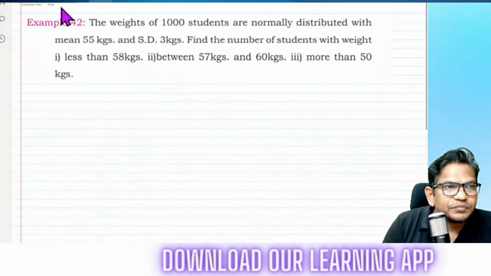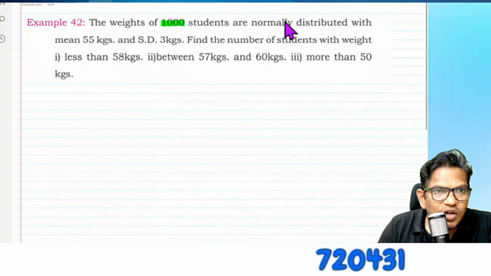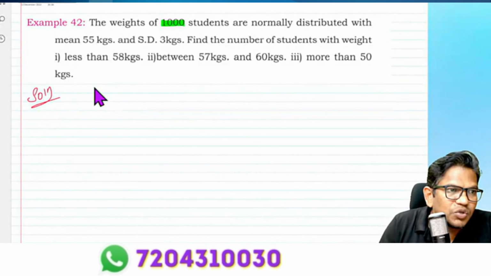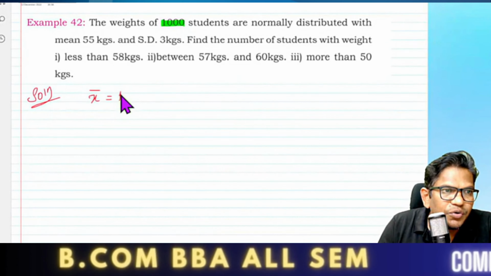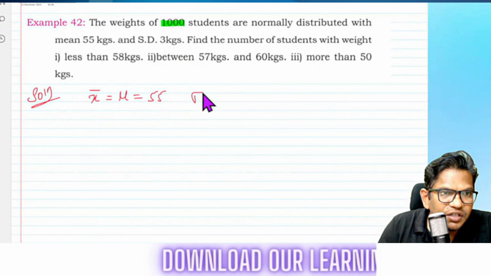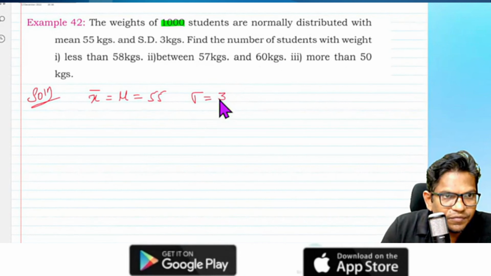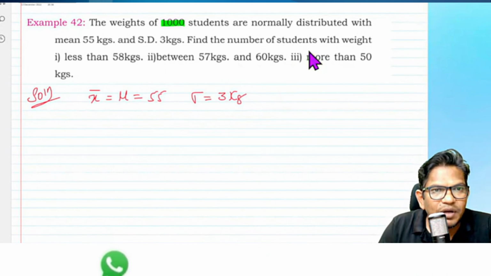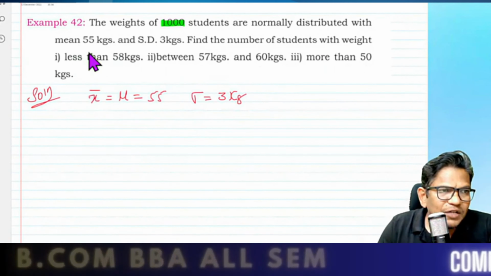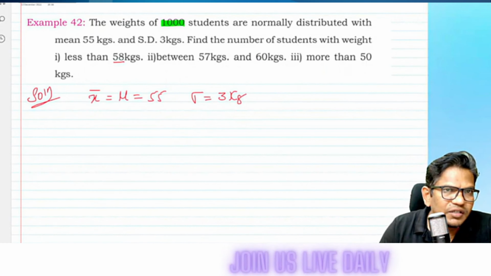Look at what they have given. Given is the weight of 1000 students, normally distributed with the mean. Mean is equal to x bar, x bar is equal to mu. Mu is equal to 55 kg. Standard deviation is given as 3 kg. Find the number of students with a weight less than 58 kg, between, and more than.